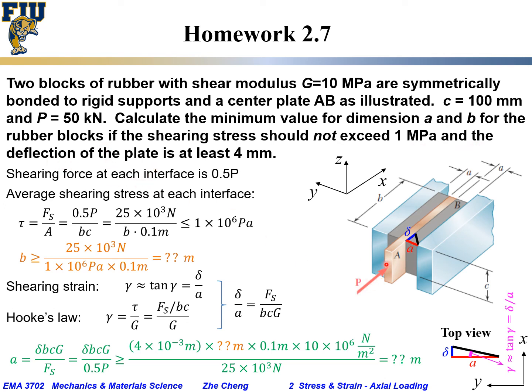So as you push, the A plate will move along this direction, and the deflection of the plate is at least 4 millimeter. At least 4 millimeter. So we want to know the A and B dimensions if the stress level should not go higher than 1 megapascal, while the displacement must be 4 millimeter or longer. Okay, so this is our problem.